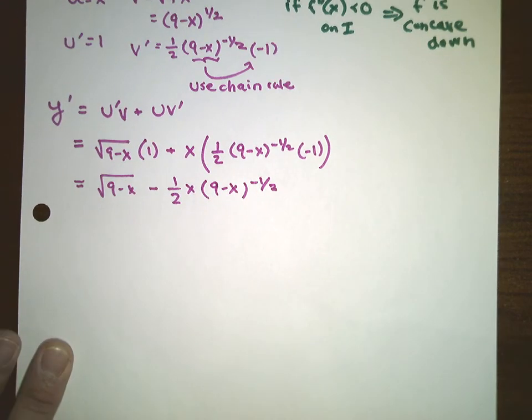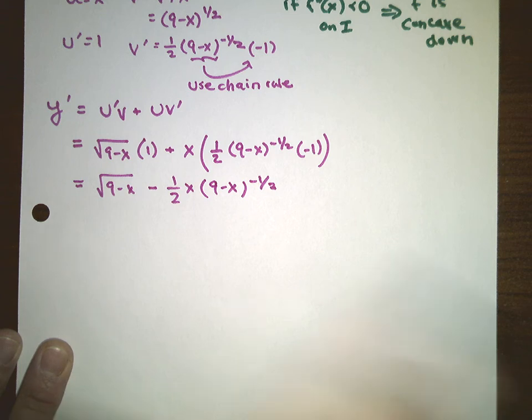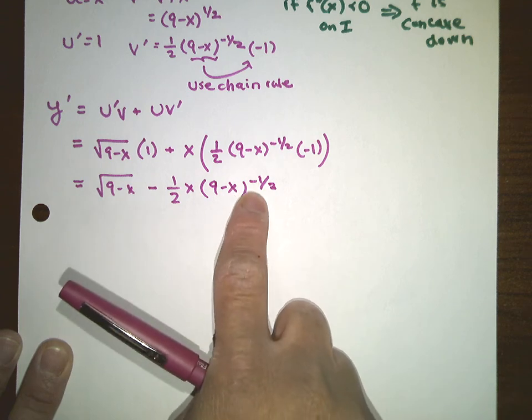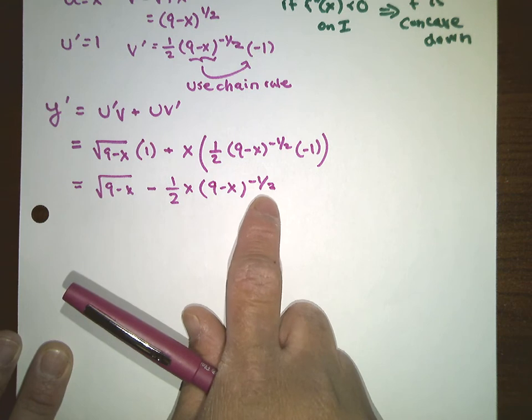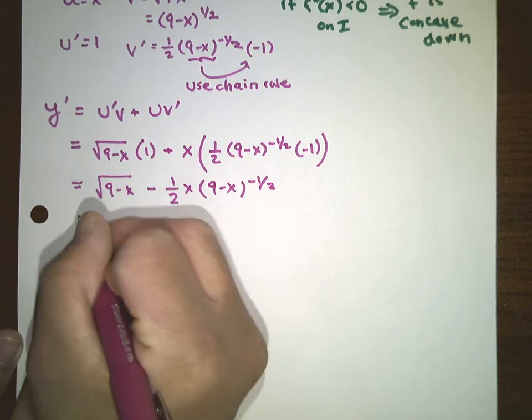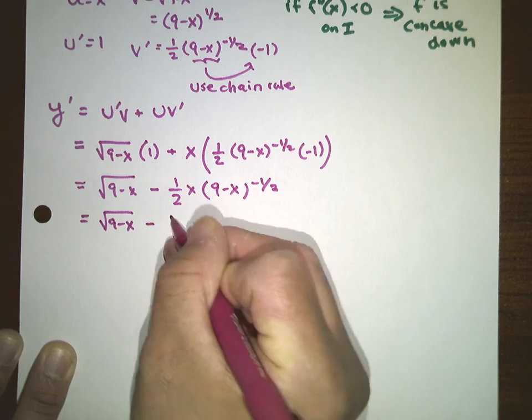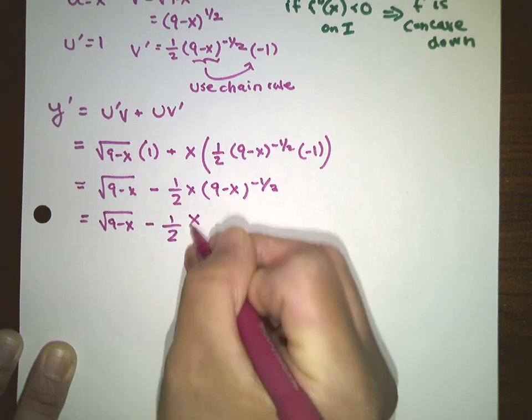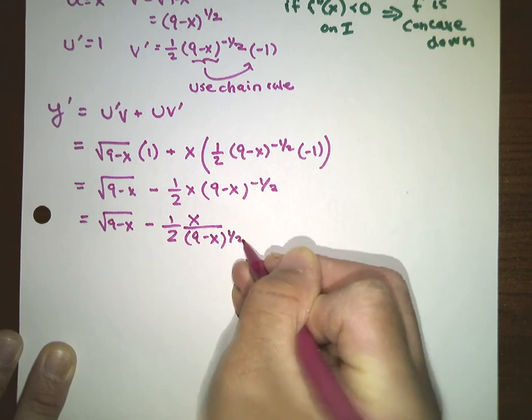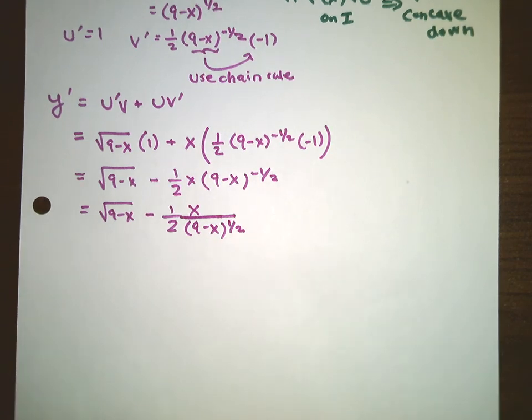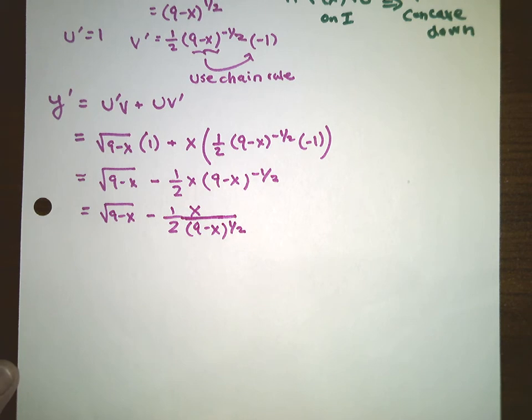And then, as always, it's up to you how you want to do this, but if you make this 9 minus x to the negative 1 half power into an expression with a positive exponent, then it would be square root of 9 minus x minus 1 half x over 9 minus x to the positive 1 half power. And then from here, you could go ahead and find the second derivative, or you can find a common denominator. But again, do you really want to do that if in the next step you are going to need to find the derivative again anyway? All right, so keep that in mind.